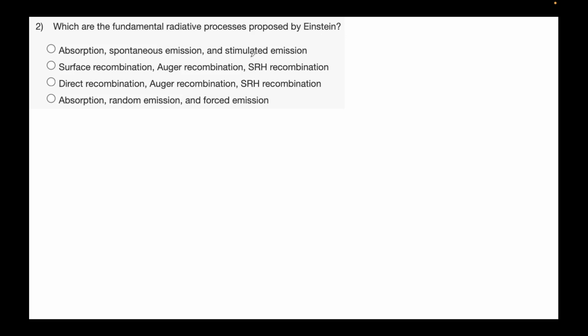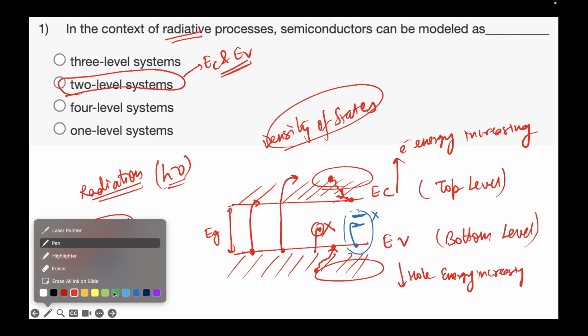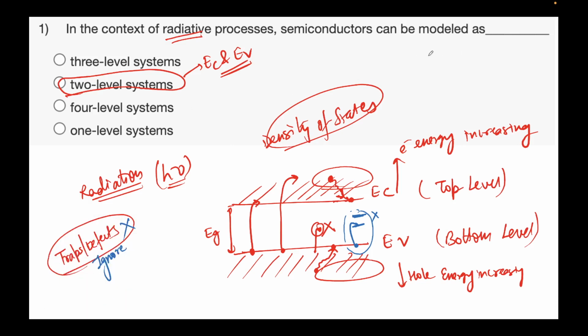Right. So the second question for today is: what are the fundamental radiative processes proposed by Einstein? This was done in the early 19th century by Einstein himself, where he proposed this two-level system. By the way, this two-level system is not restricted just to semiconductors. This is a course on semiconductor devices, hence we are discussing that. But two-level systems exist not only for semiconductors but for various other devices. For instance, molecular levels are also different.